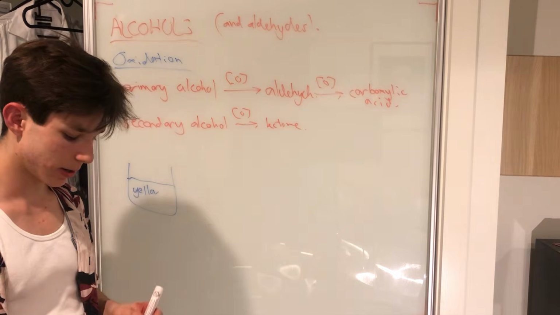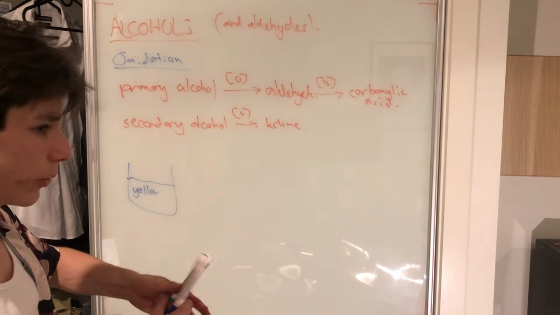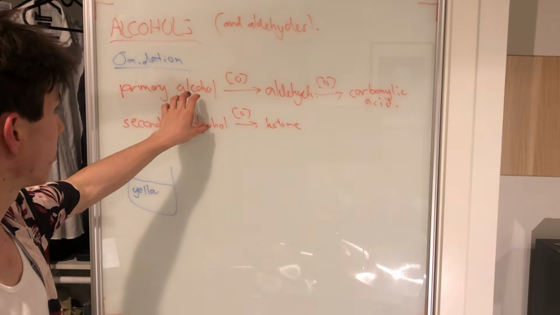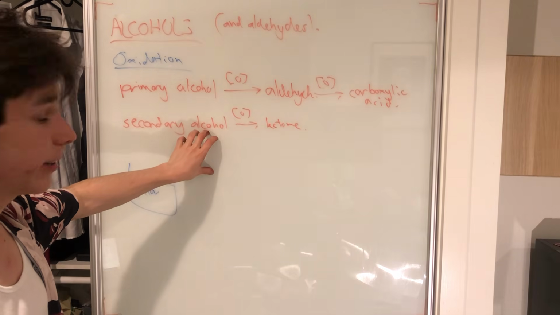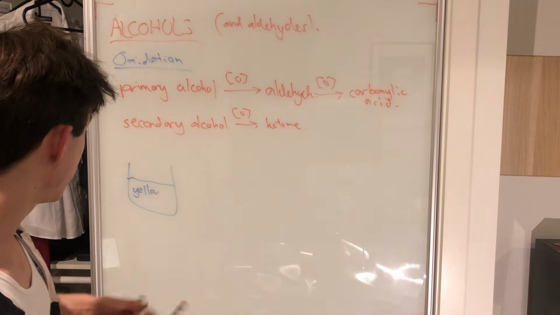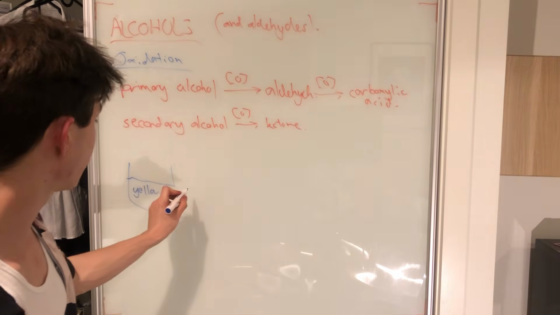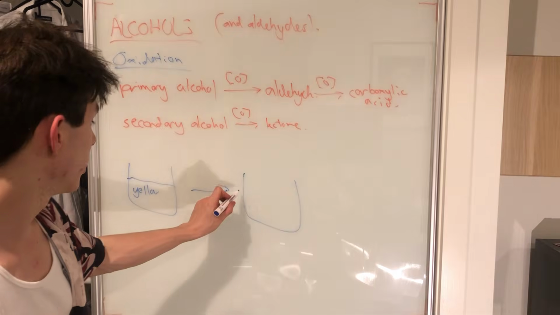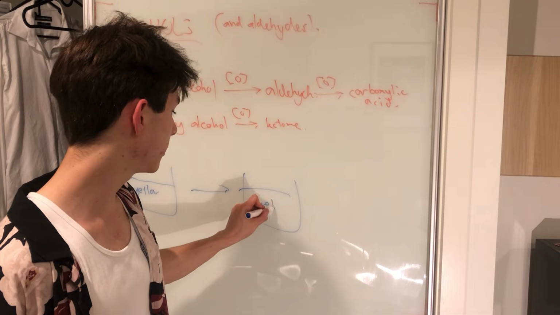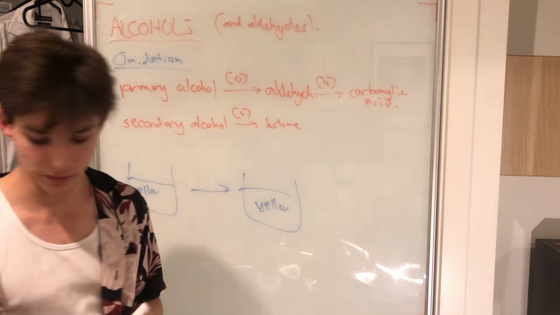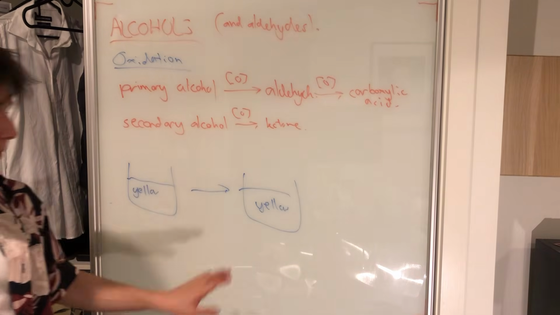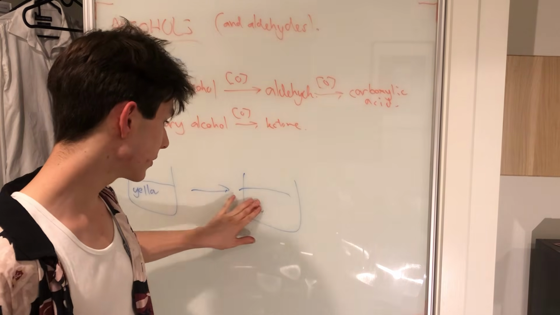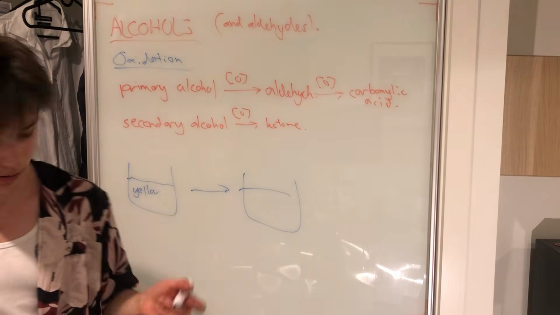Yellow colour. Now, if we have a solution, and we're not sure whether it's a primary alcohol, a secondary alcohol, or a tertiary alcohol, if we drop in a tertiary alcohol, no reaction is going to happen and the solution is going to stay yellow. So tertiary alcohol is not oxidized. So if it stays yellow, we know we've got a tertiary alcohol.